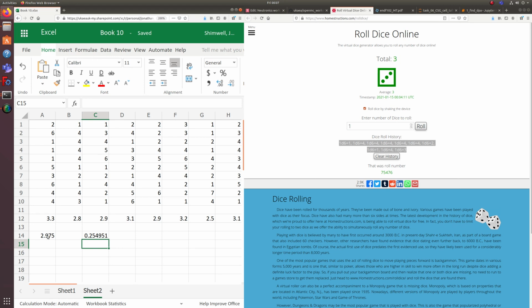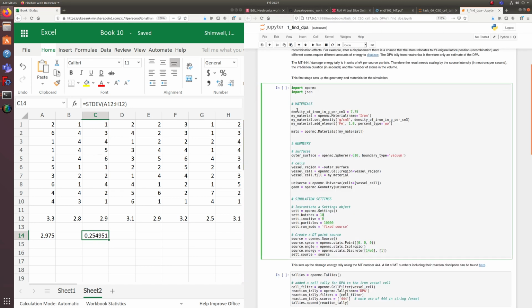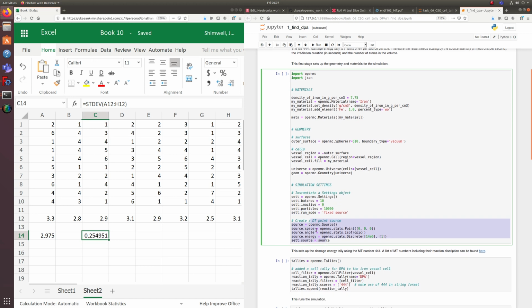So that's what the batches and the particles do in a simulation. You can improve the accuracy of your answer by increasing the number of particles per batch. So I could have 100 particles per batch, or I could improve my uncertainty on the experiment by increasing the number of batches performed. Both are useful, but some of these simulations are limited just to reduce the simulation time. So that's great. We understand materials and geometry, and now we understand settings, and we understood the source already.